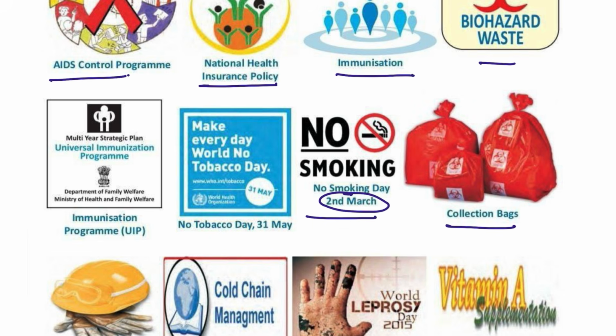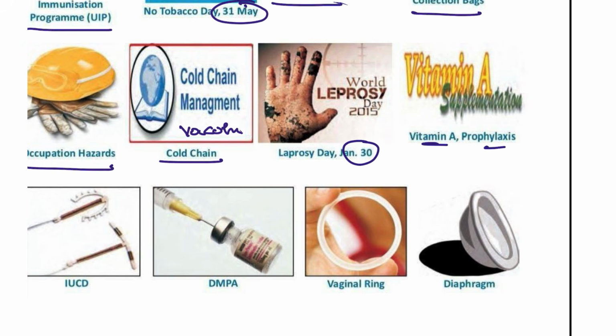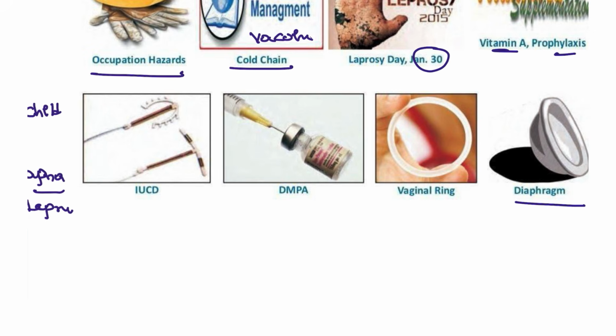the 2nd March, no tobacco is on the 31st March, national immunization, cold chain management is for the vaccines, occupational hazards for the pneumoconiosis, leprosy is on the Jan 30th, vitamin A prophylaxis, diaphragm, this is for the vaginal rings, GMPA, these are the Antara, and here you can see these are the IUCDs.